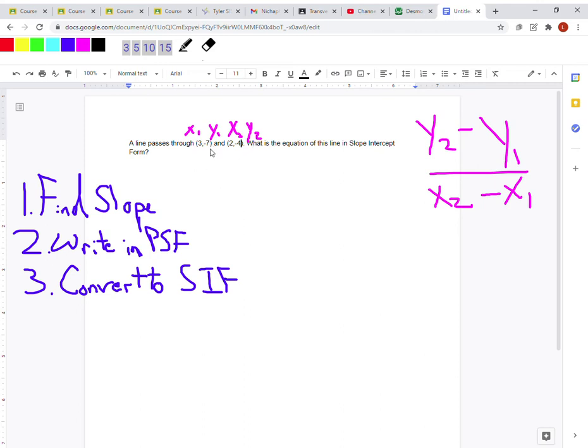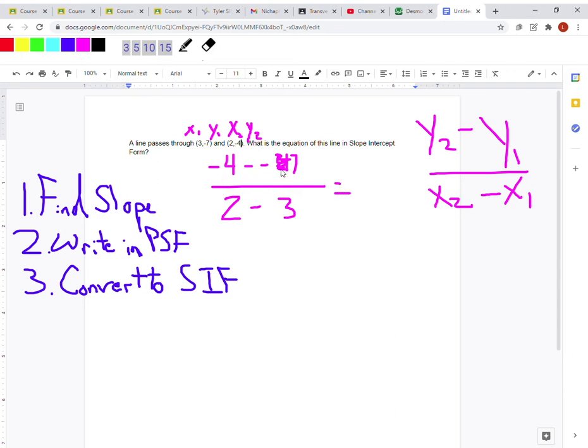y2 minus y1, otherwise known as -4 minus -7. And I accidentally wrote another 4 there, my bad. -4 minus -7, there we go. Over x2 minus x1, or 2 minus 3. So let's see what we get.